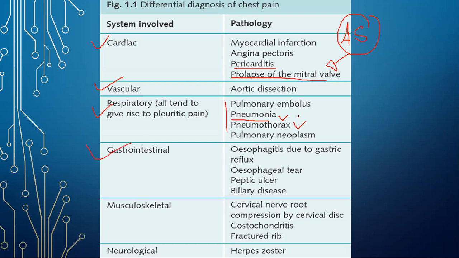Gastrointestinal causes very commonly come with chest pain, so you should also consider peptic ulcer, esophageal tear or esophagitis, or gastroesophageal reflux disease.